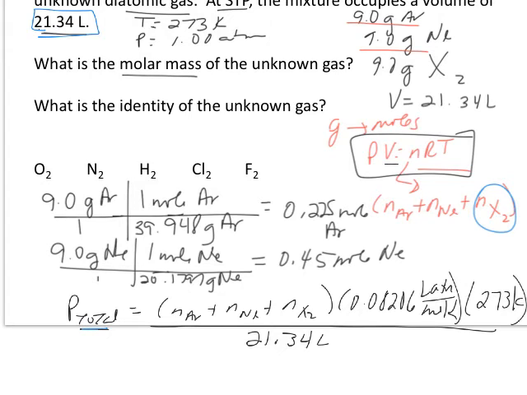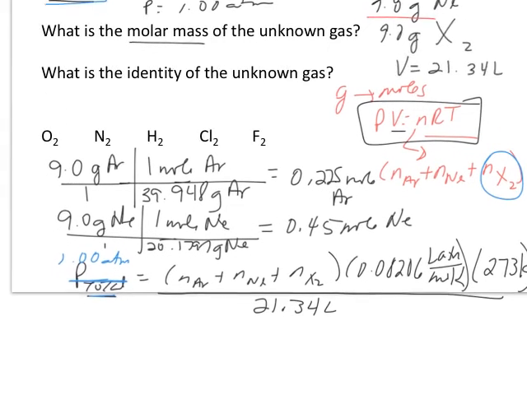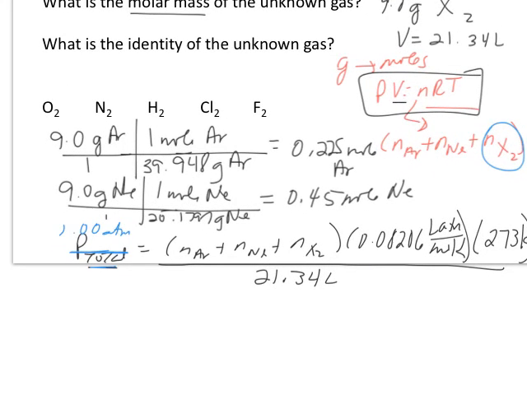So now, what's our P total? Well, P total is 1.00 atmosphere, because that's what it is at STP. Now, let's plug in our numbers as well. So moles of argon is 0.225. Neon is 0.45. And when you solve this, it ends up looking a little something like this.